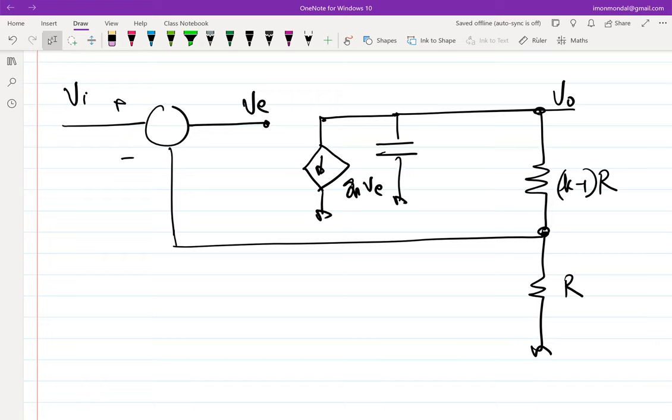You break the loop, or you can intuitively think that I have given an excursion anywhere in the loop and see what comes back, right? So let's give and break. I mean, where do you want me to break it? B, fine. Let's break somewhere else. We have been breaking it at B all the time. So let me break it at the output here, right? And I apply an excursion here.